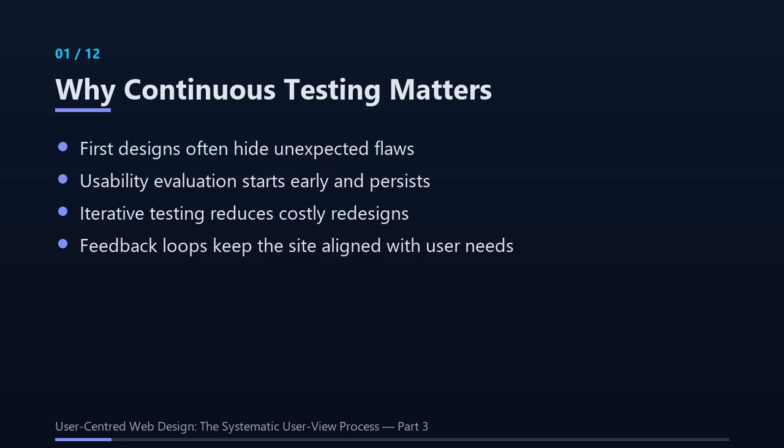When we begin any web project, it is tempting to think that a solid design will work flawlessly the first time. In reality, the first prototype almost always contains hidden problems that only surface when real users interact with it. That is why continuous testing is a cornerstone of user-centered design. We start evaluating usability as soon as a mockup exists, and we keep testing throughout development. Each test uncovers issues that can be fixed before they become expensive to rework.